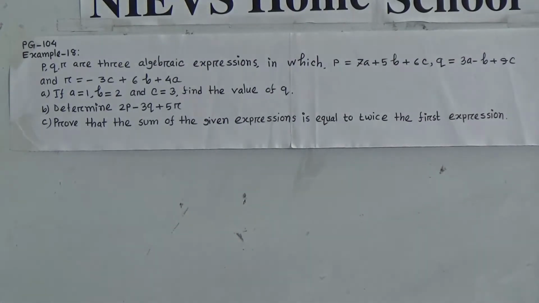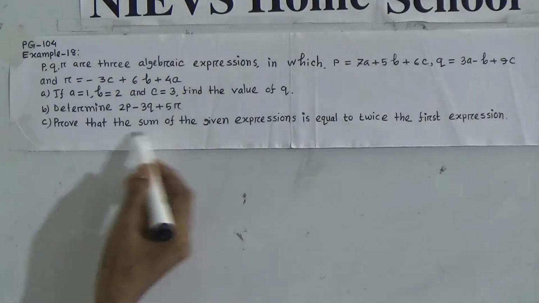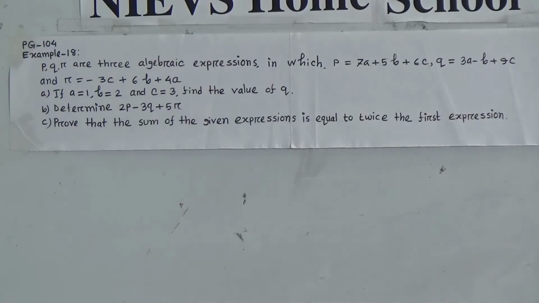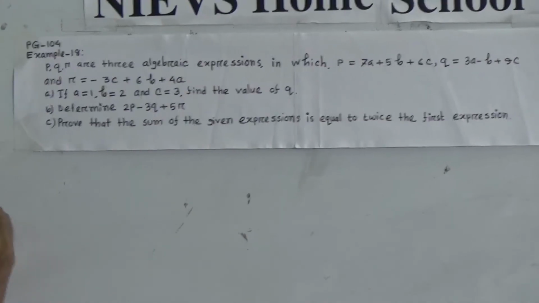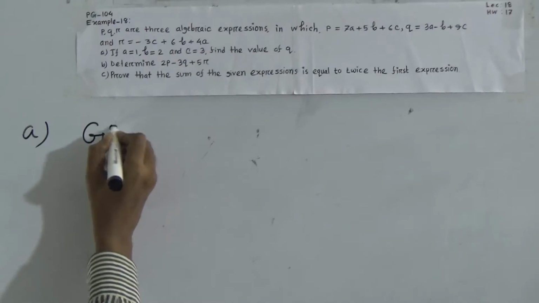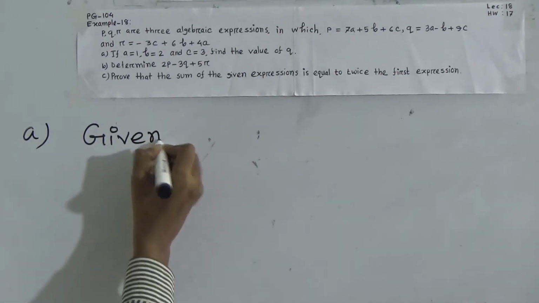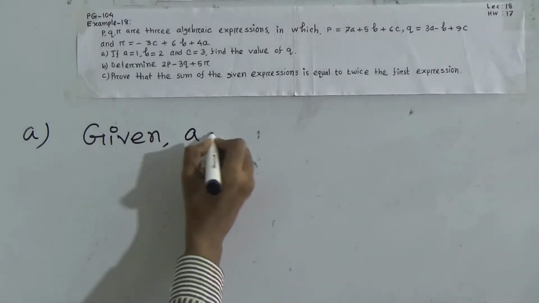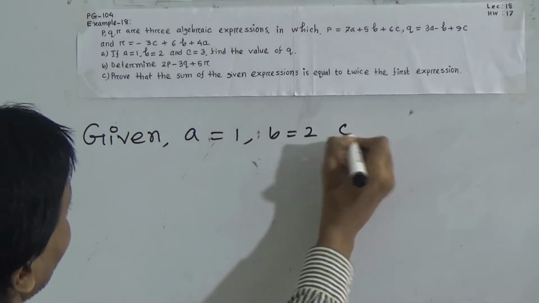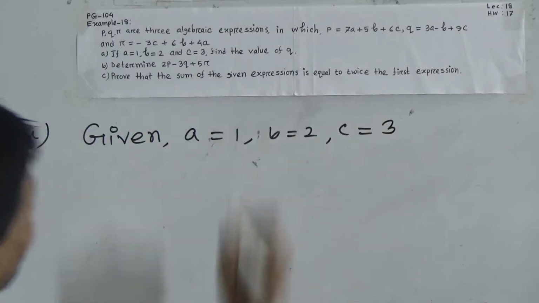Now C number. Prove that the sum of the given expressions is equal to twice the first expression. Okay? Now I want to solve question number A. Write given: A equal to 1, B equal to 2, C equal to 3.